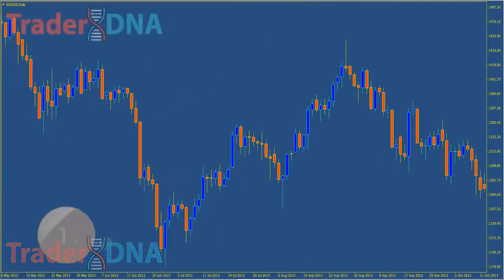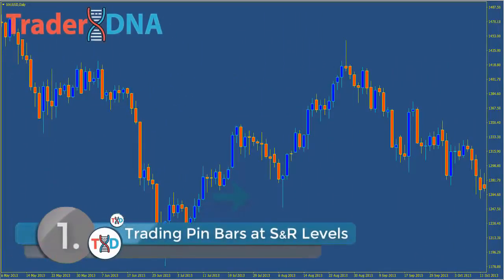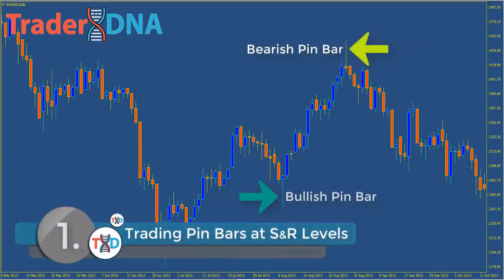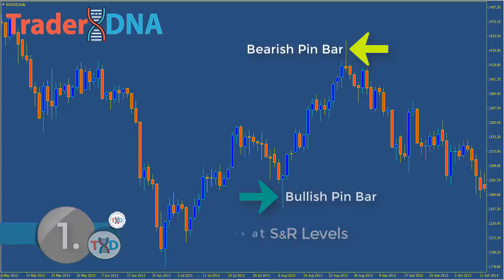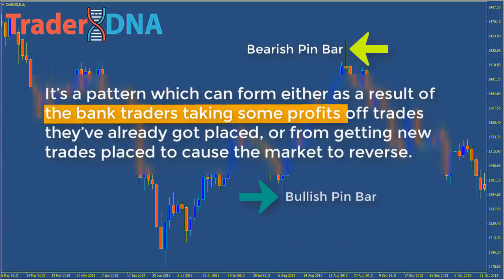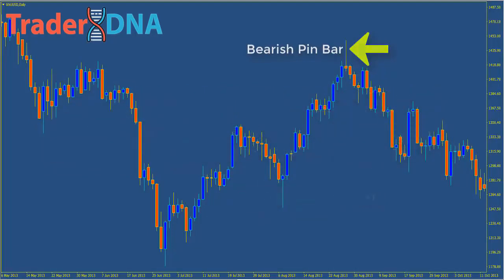Strategy number 1. Trading pin bars at support and resistance levels. The first strategy I'm going to be showing you today is how to trade pin bars at support and resistance levels. As some of you probably already know, a pin bar is a price action reversal pattern which forms frequently in the market. It's a pattern which can form either as a result of the bank traders taking some profits off trades they've already got placed, or from getting new trades placed to cause the market to reverse. Most of the time it's not possible to figure out which of the actions is causing the pin to form, but it's not really an issue because they both usually cause a decent-sized reversal to take place.